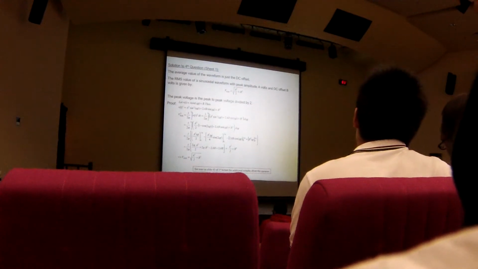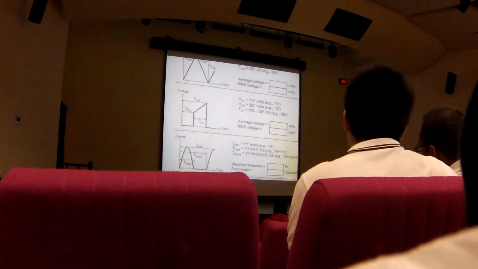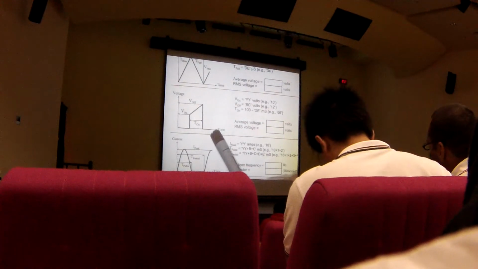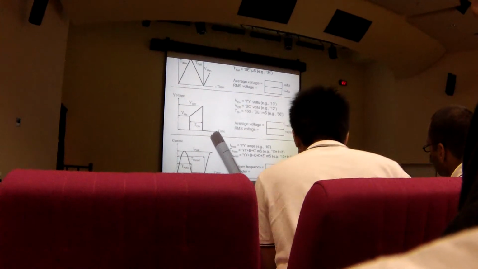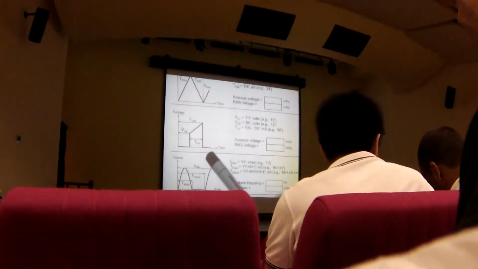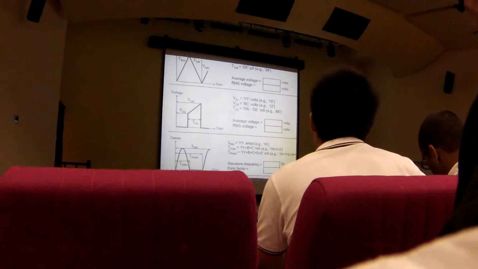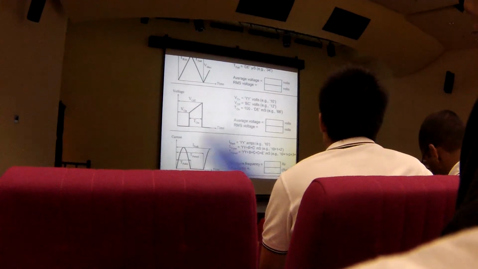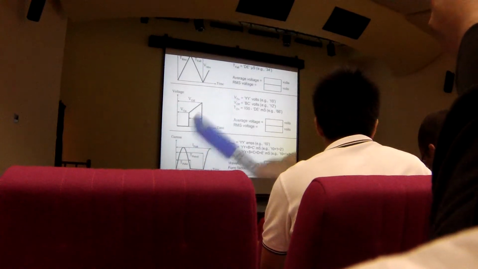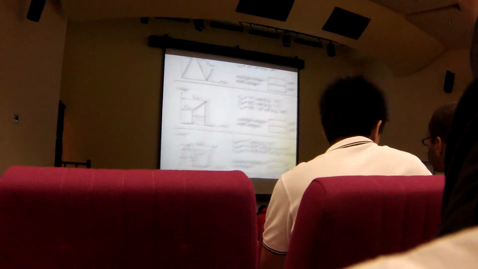Now, can you do this? No. How do you actually do this? How do you calculate the average voltage and the RMS voltage? For those who can see, this is more of a trapezoidal shape.